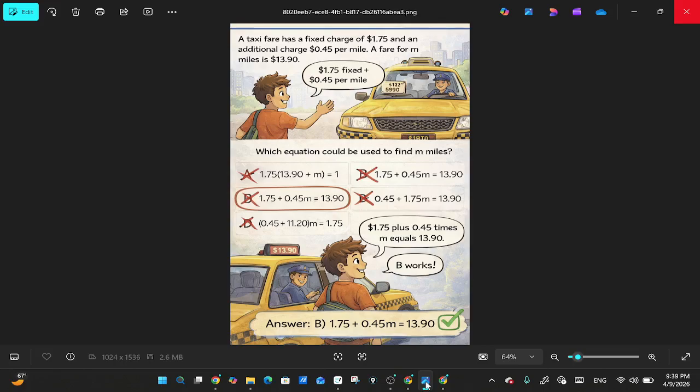Hello everyone. In this question, we will find the right equation that represents a certain situation in a real-life problem. And to do this, let's follow this question.